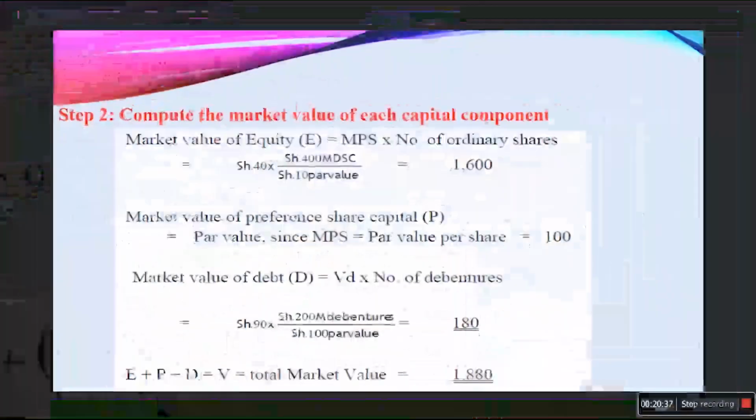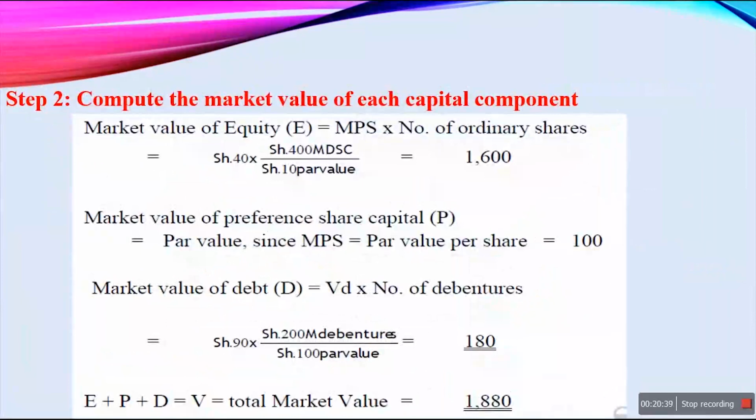Now, having obtained the various costs of various capital components, you now go to step 2, where you compute the market value of each capital component. And the market value of equity is given by the market price per share multiplied by the number of ordinary shares. Market price per share, we already obtained that currently each ordinary share is selling at 40 shillings.